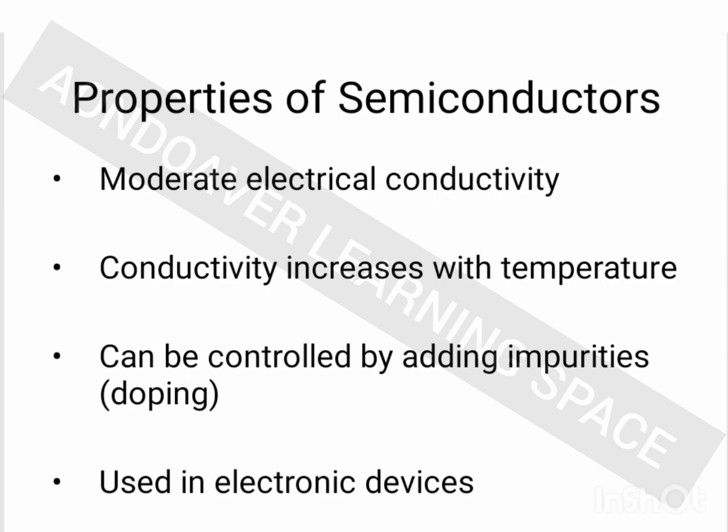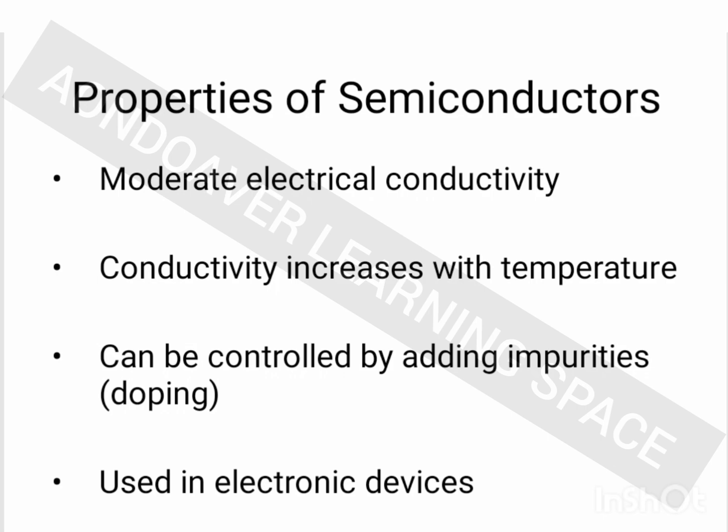So secondly, properties of semiconductors. Number one, moderate electric conductivity. They conduct electricity moderately, that is not so high and not so low, depending on the temperature and if it is doped. But normally in their normal state, they conduct electricity averagely, but we can enhance this. That is what we'll be looking at in the subsequent slide.